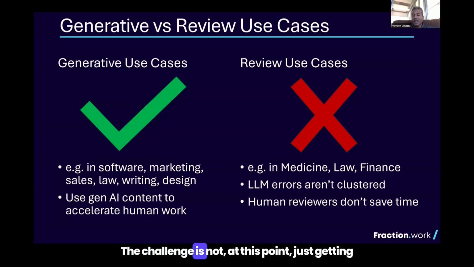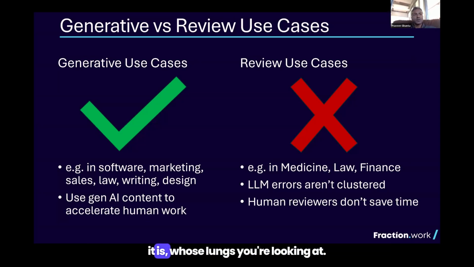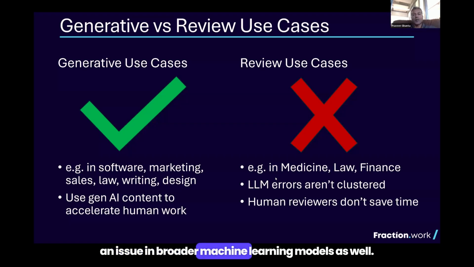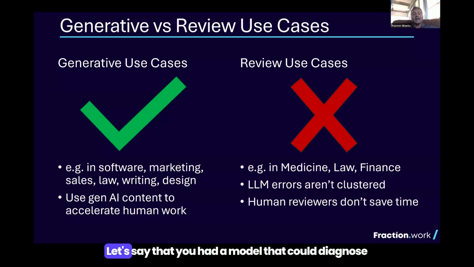The challenge is not at this point just getting a model to say whether or not an image has pneumonia, whether or not the patient whose lungs you're looking at has it. The challenge has to do with the clustering of errors. And here I say LLM errors aren't clustered, but it's an issue in broader machine learning models as well. So let me explain what that means. Let's say that you had a model that could diagnose pneumonia, just taking that one case.